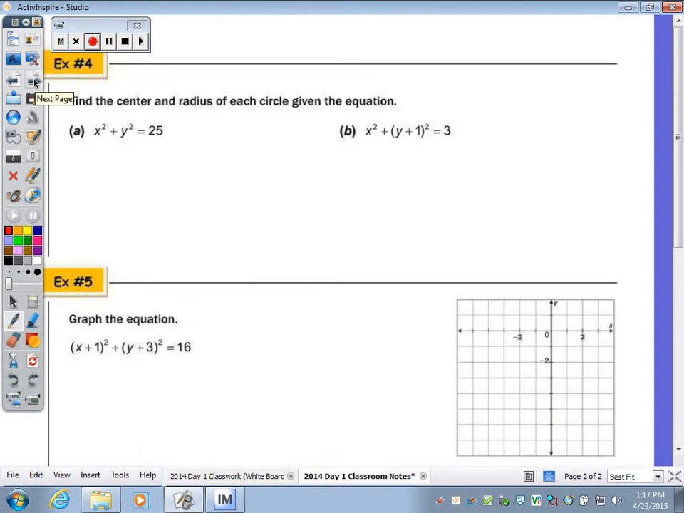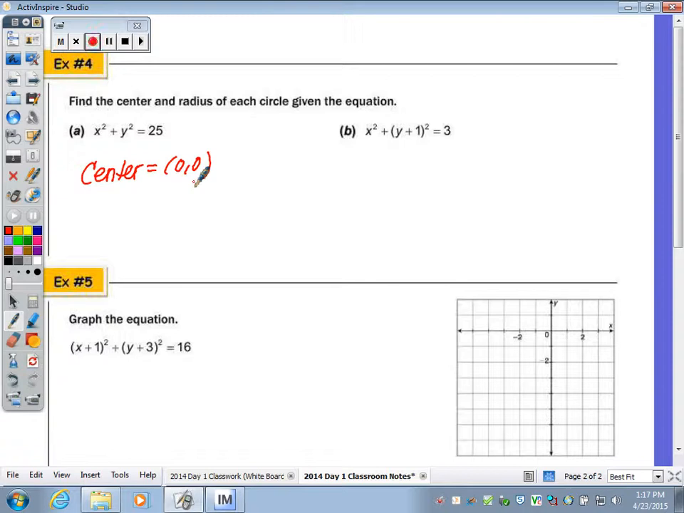So far, we've been writing the equations. Now, given the equation, we're going to find the center and the radius. Okay? So if the equation starts with x squared plus y squared, I know my center of the circle is right at the origin. So center is 0, 0.